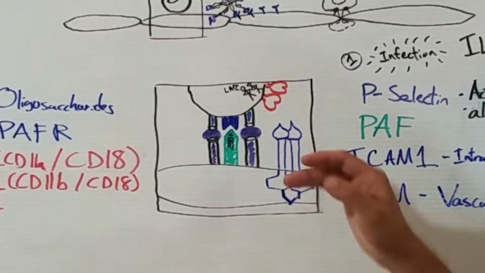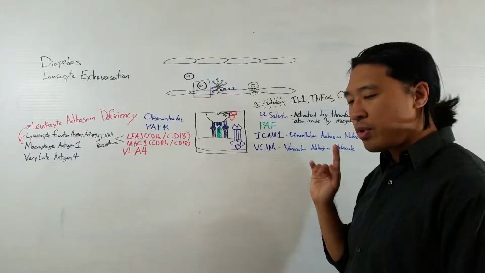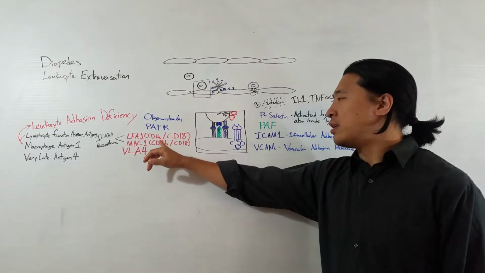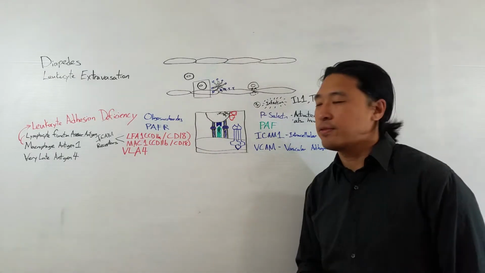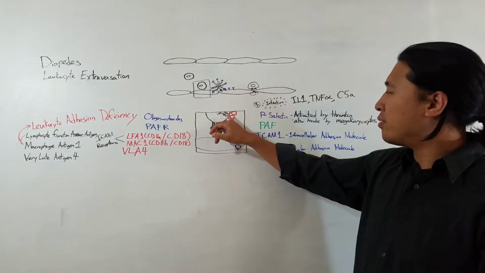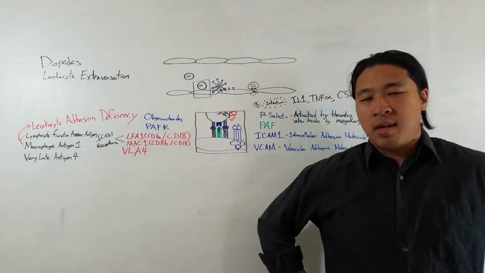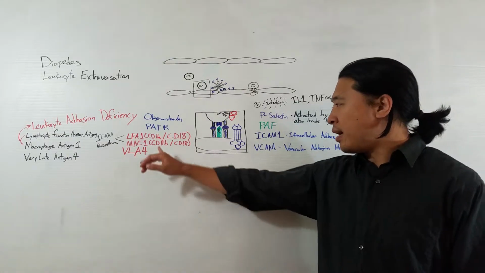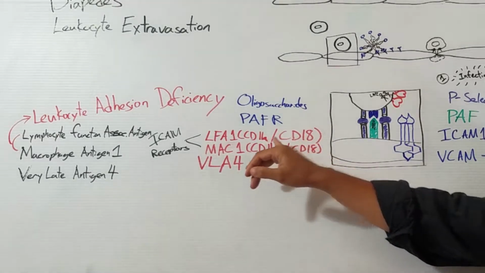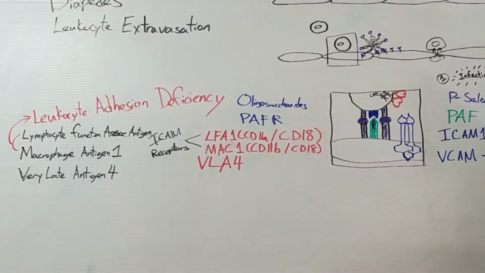Okay, talking about LFA1 or MAC1. One thing we have to remember is that these are CD11A and CD18, cluster differentiations. You can see over here there's a pair of guys with their hands like this, looking kind of tough, and we can see the word dad. Tough dad A and tough dad B.